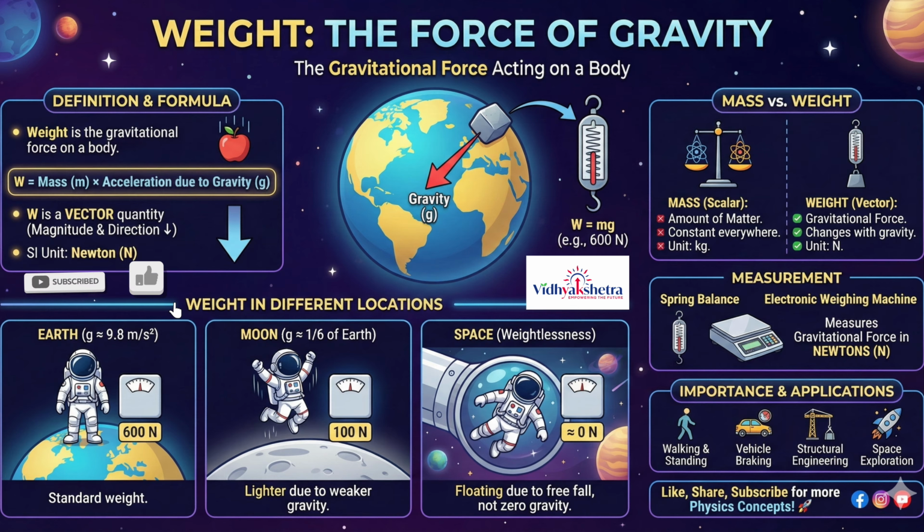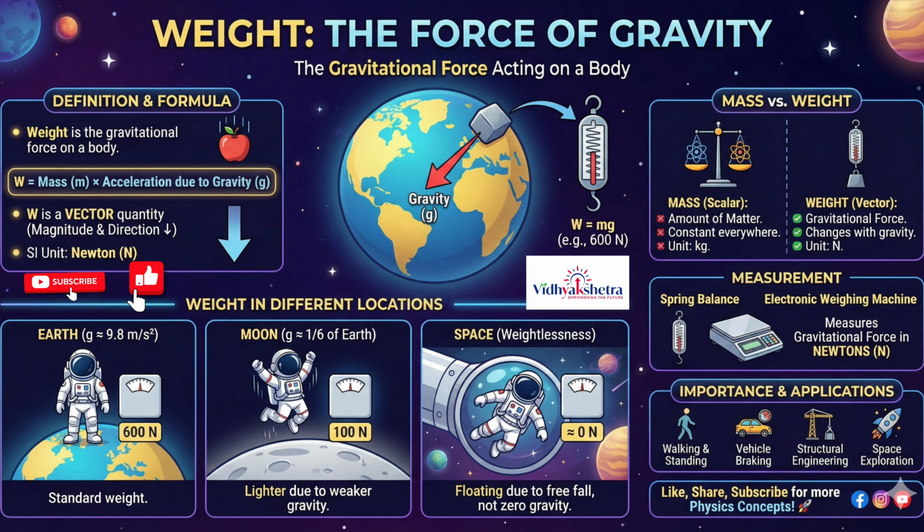SI unit of weight. Since weight is a force, its SI unit is Newton, N. If an object has a mass of 1 kilogram, its weight on Earth is 9.8 N. This clearly shows that kilogram is a unit of mass, not weight.